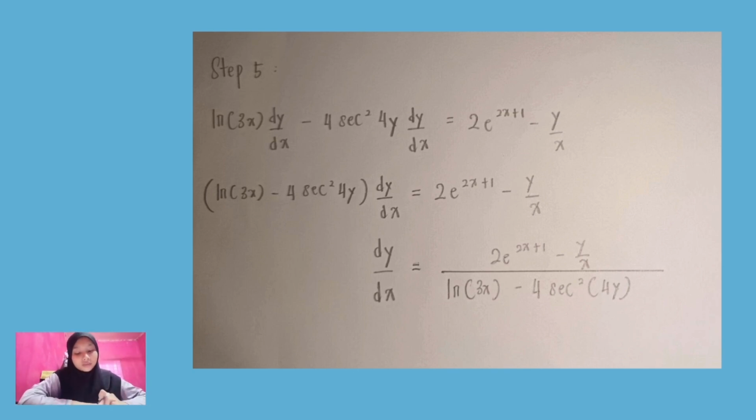ln 3x minus 4 sec squared 4y, all multiplied by dy/dx, equals 2e to the power of 2x plus 1 minus y over x. Final step, divide both sides by ln 3x minus 4 sec squared 4y. So the final answer will be dy/dx equals, in brackets, 2e to the power of 2x plus 1 minus y over x, divided by ln 3x minus 4 sec squared 4y.